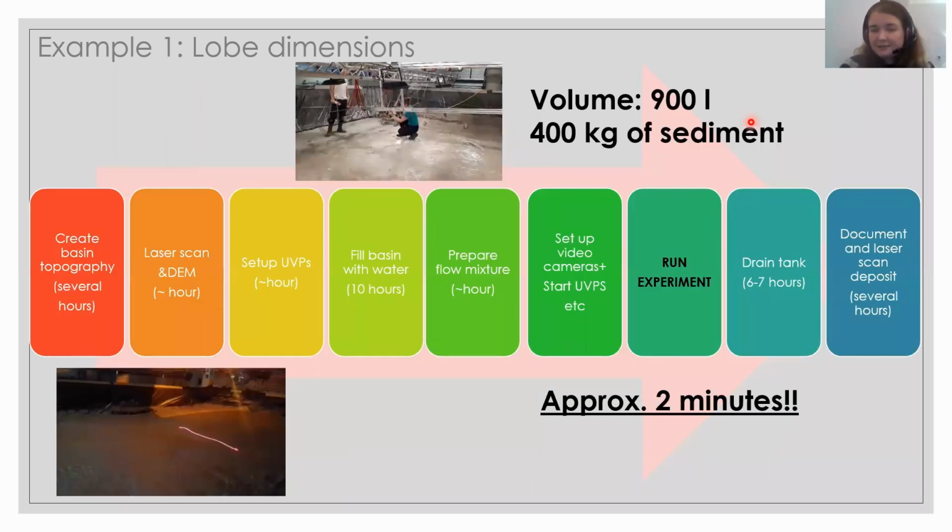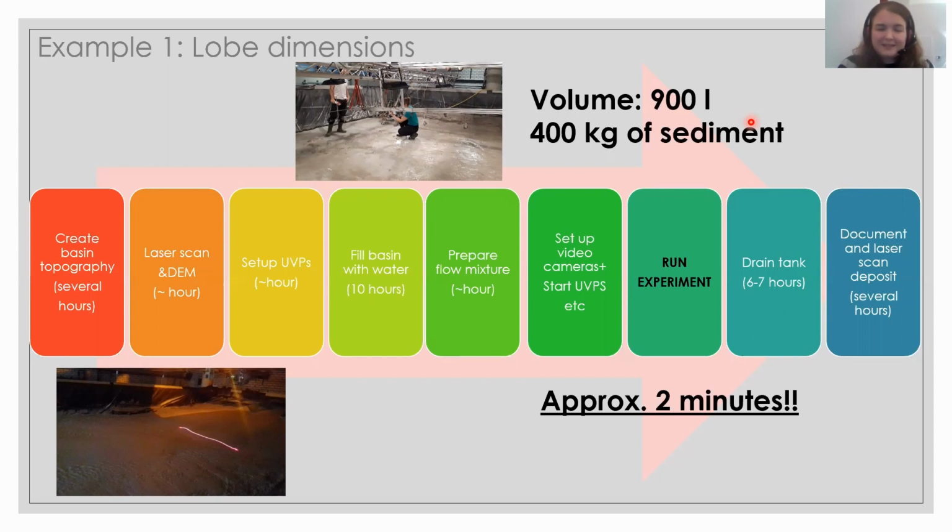So what does it take to actually do one of these experiments? We have a mixing tank that has a volume of 900 liters, and to get to a concentration for our input flow, we need 400 kilograms of sediment. So that is what's going into our flume.